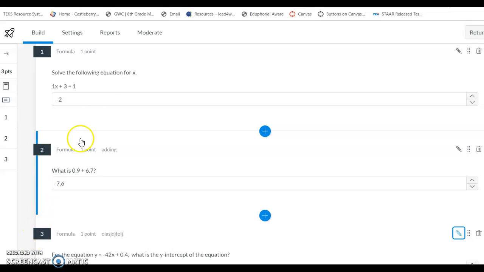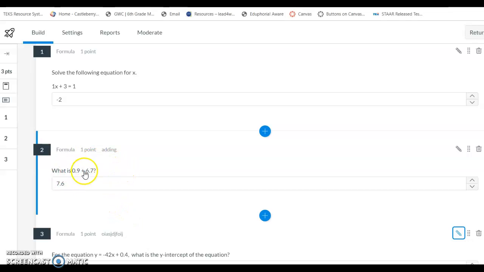So you'll see I have 3 questions here that are all called formula questions. They look really basic: a 2-step equation, adding 2 positive integers, and identifying a y-intercept from an equation. Doesn't look like anything too exciting. However, there's a whole lot more going on with these questions.